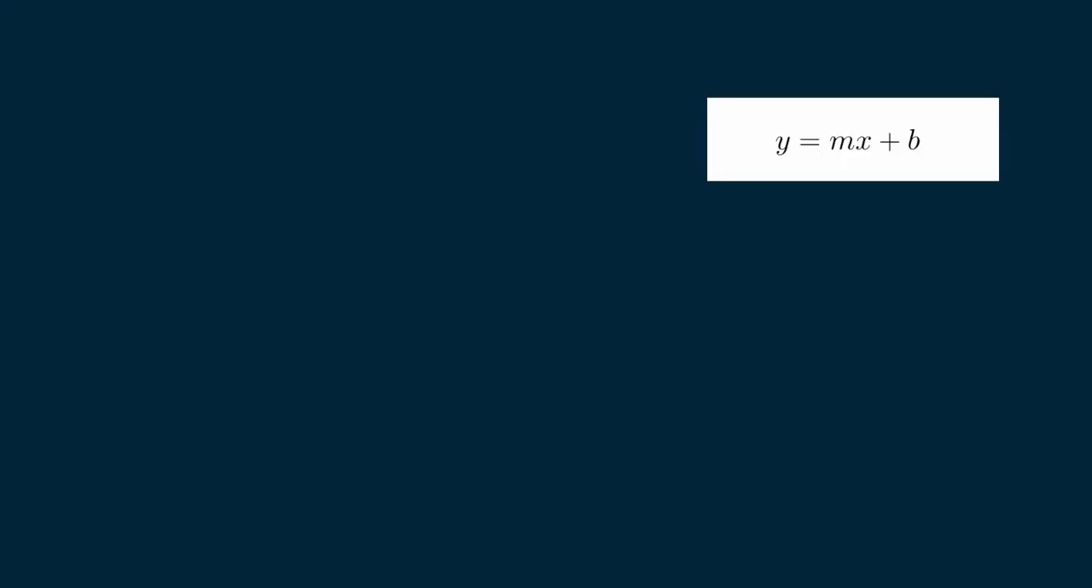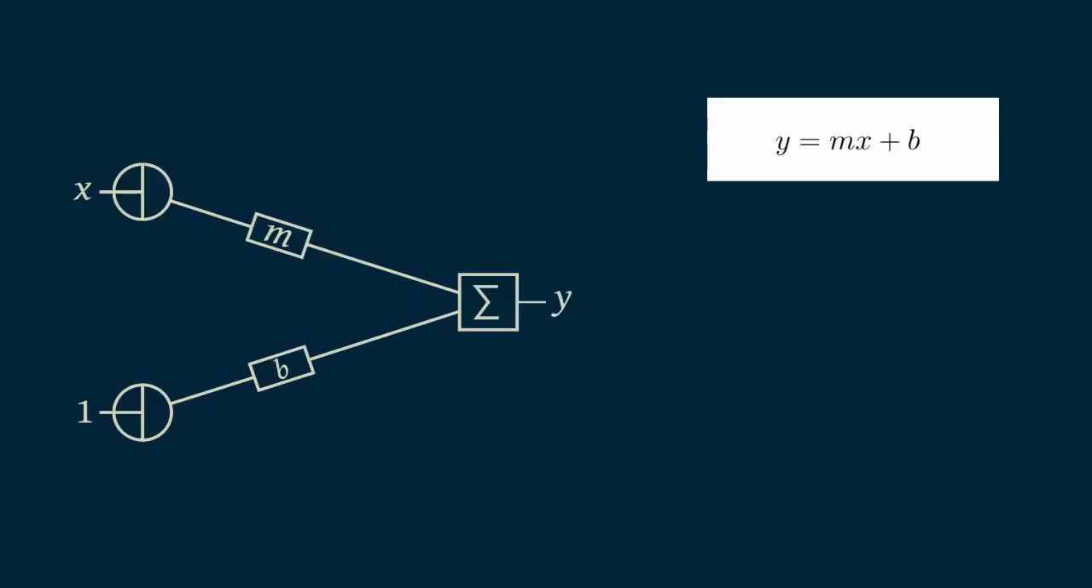Simple linear regression assumes a straight line relationship between an input variable, x, and an output variable, y. X is multiplied by a constant, m, which also happens to be the slope of the line. And it's added to another constant, b, which happens to be where the line crosses the y-axis. We can represent this in a picture.